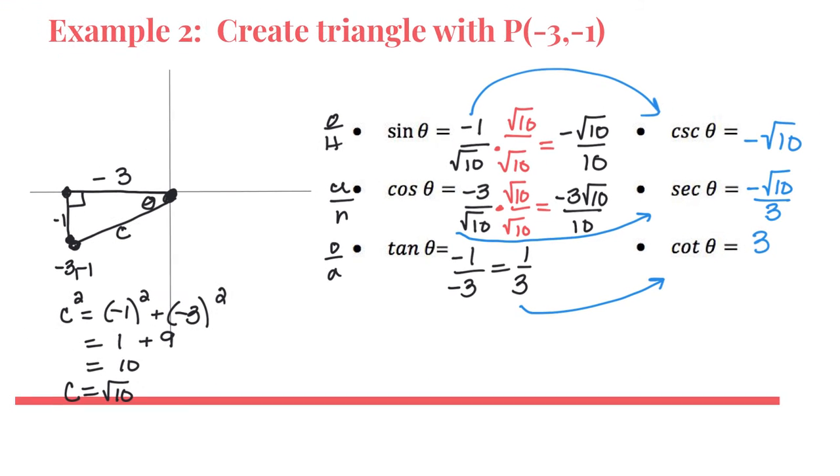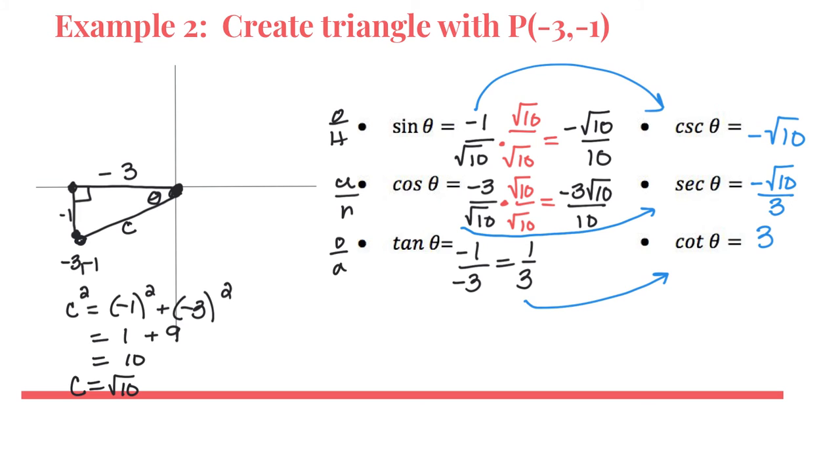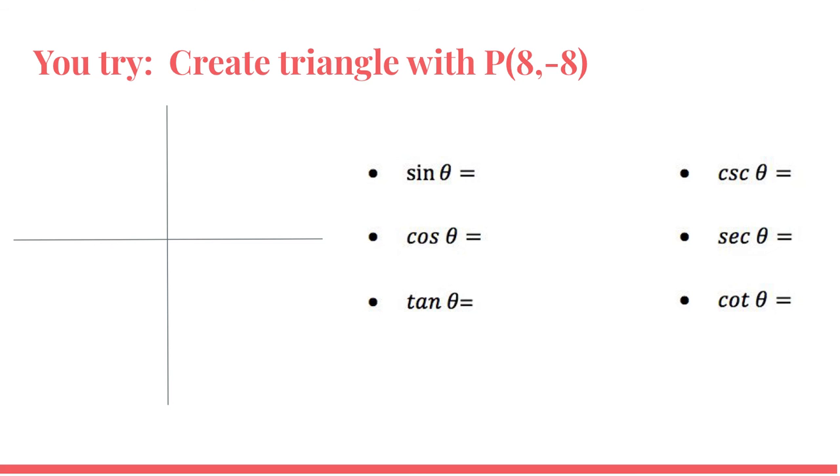Start by drawing your diagram. Find your missing side. Write out your 6 trig ratios, making sure you reduce all fractions, rationalize all denominators. At this point, I would like you guys to try this one on your own. So please pause the YouTube video at this point. Try this one on your own, and then press play on the video and check your work.